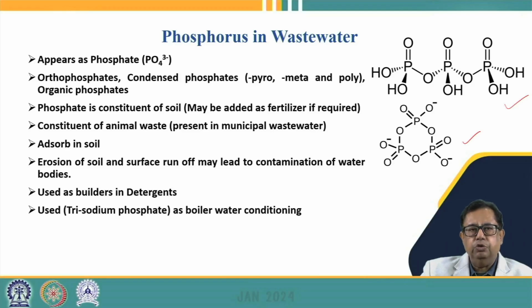The phosphate that goes into the soil gets absorbed into the soil, so it will not be infiltrated into the groundwater. Neither can the water take away the phosphorus from the soil directly to the water bodies. But the erosion of the soil and later the surface runoff may lead to the contamination of the water bodies. Phosphorus is also found as builders in the detergents that we use. So phosphate detergents contain a lot of phosphate. Similarly, phosphate is also used as trisodium phosphate for the boiler water conditioning, for the softening of the boiler water. Some of the industrial effluent may also contain a lot of phosphates.